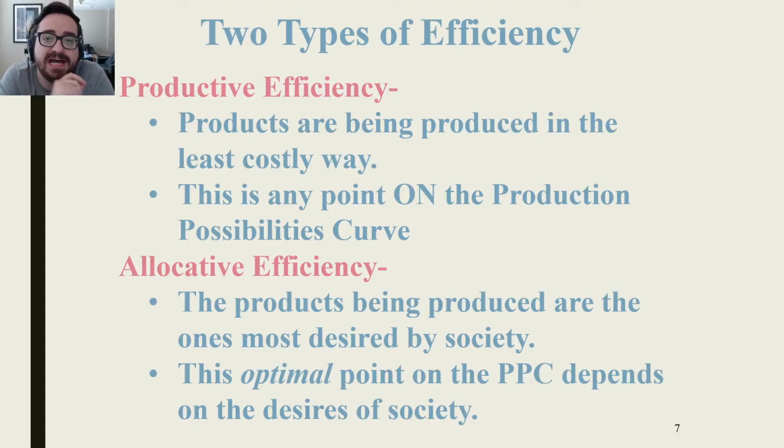In order to know allocative efficiency, they have to tell you some information. It's kind of like the opportunity cost thing from the last video, where in order to know the opportunity cost, you need to know the second best option. In order to know allocative efficiency, you need to know what people want.